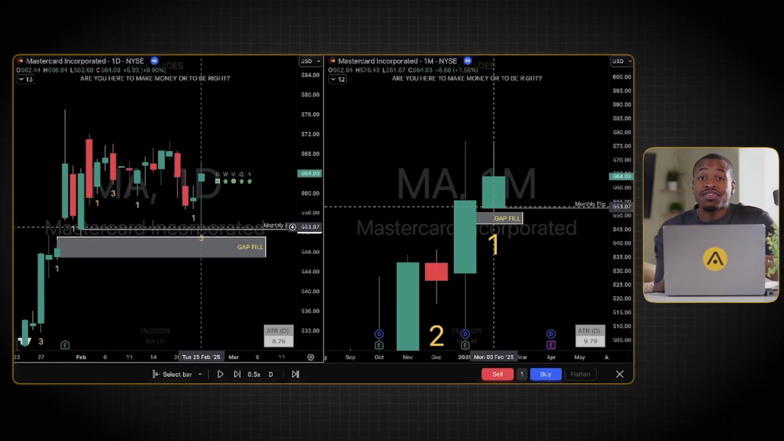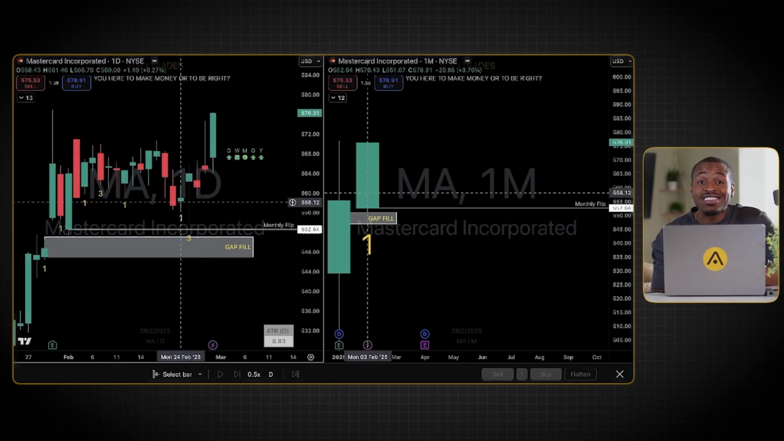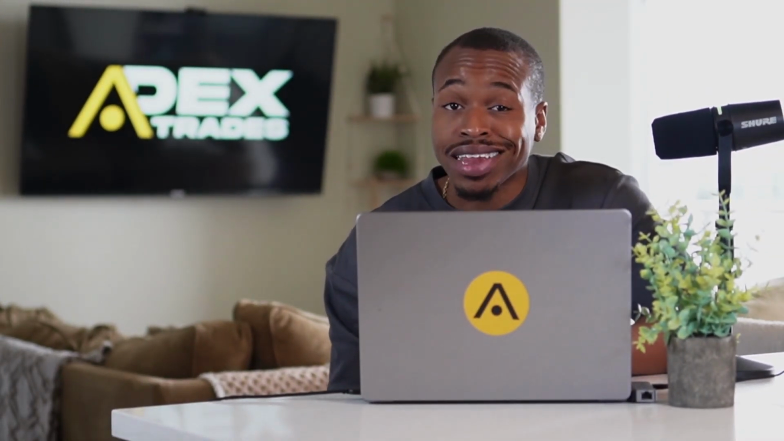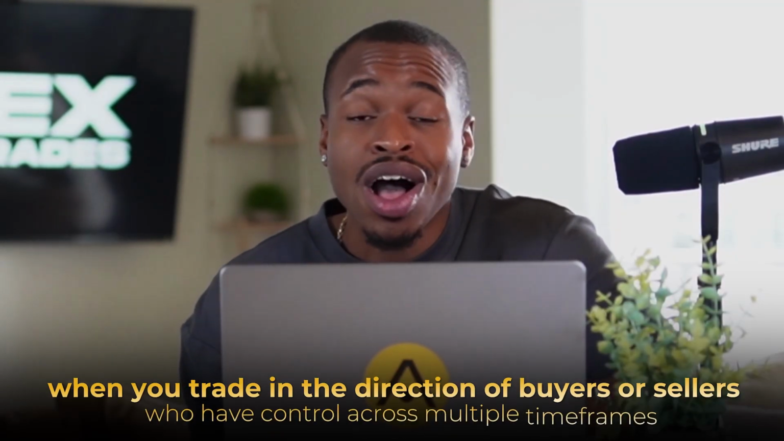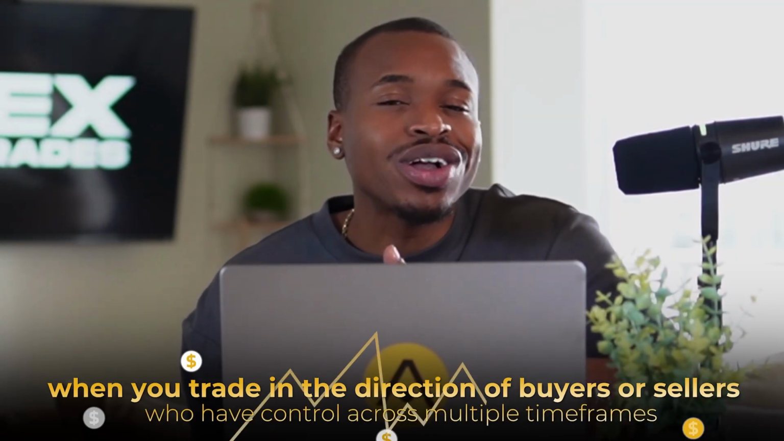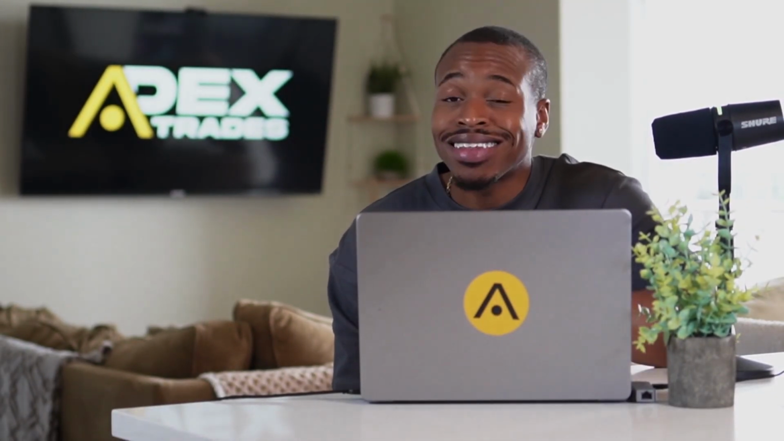We often use the flip of the candle as support and resistance levels as well. As a result, the stock continued to make new highs for the rest of the week. Understanding who's in control will help you make better trading decisions. When you trade in the direction of buyers or sellers who have control across multiple time frames, you increase your probability of success. So make sure you're always labeling the flip of the candle on your charts. It's a simple but effective way to stay on the right side of the market.